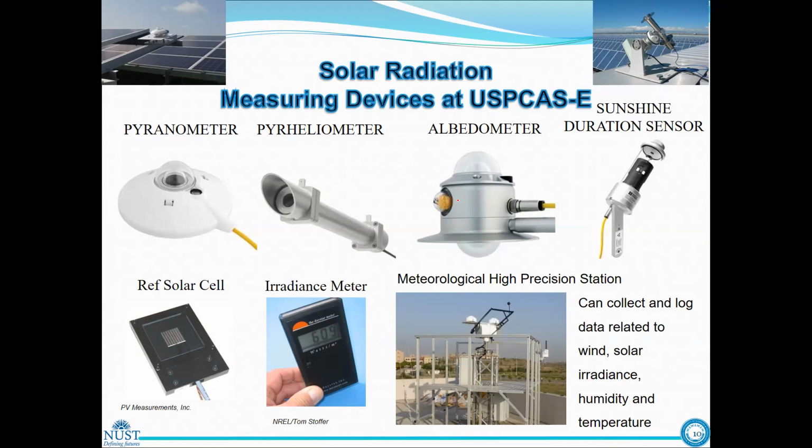We also host a meteorological high precision station at NUST University. This can collect and log data related to wind, solar irradiance, humidity, and temperature. The data has been collected for several years, starting from 2012, and is logged with us. The data is also available on the web page. If someone needs this data, they can ask us or directly take it from the web page of the station.